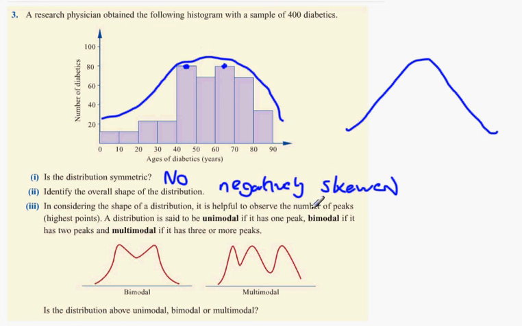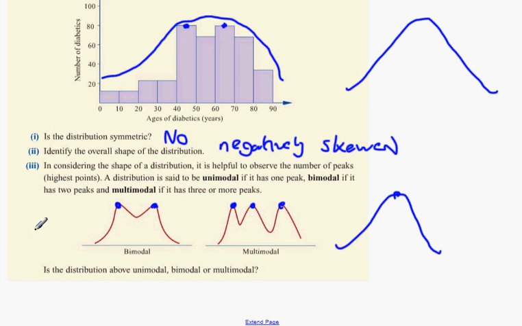The distribution is said to be unimodal if it has 1 peak, bimodal if it has 2 peaks, and multimodal if it has 3 or more peaks. So this one here, we have a bimodal distribution. Okay, bimodal. Okay. All right. Next question.